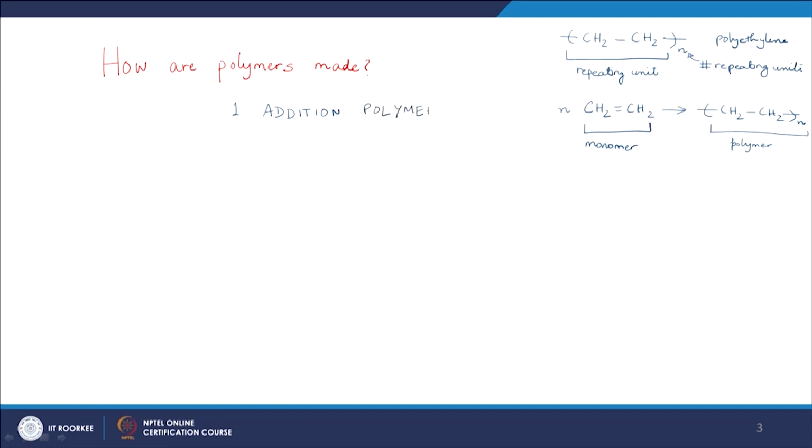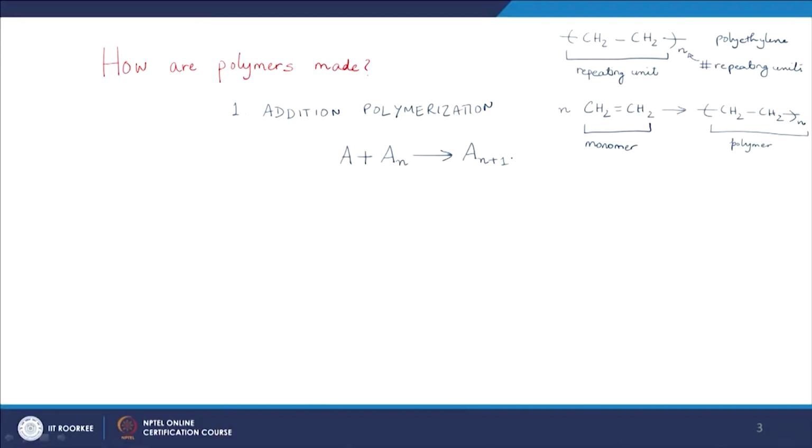which goes something like this: A plus A_n becomes A_(n+1). Okay. So starting from, say, a monomer A, I will make something like A2. So two ethylenes will come together and form a butane type of molecule. Then that will come together with another ethylene and form a hexane type of molecule, and so on and so forth. So the chain will continue to build as the polymerization is taking place.